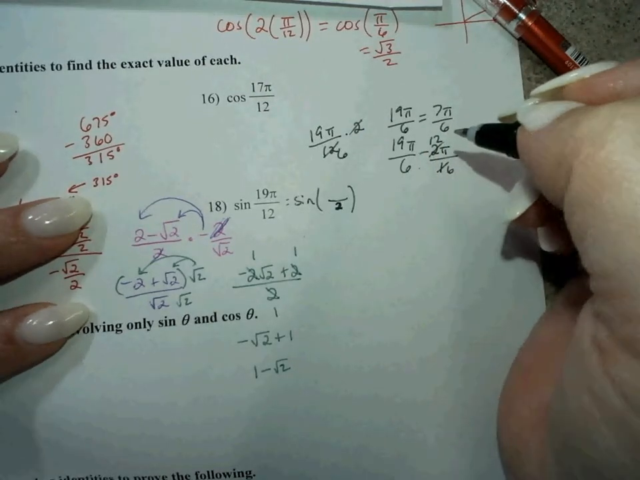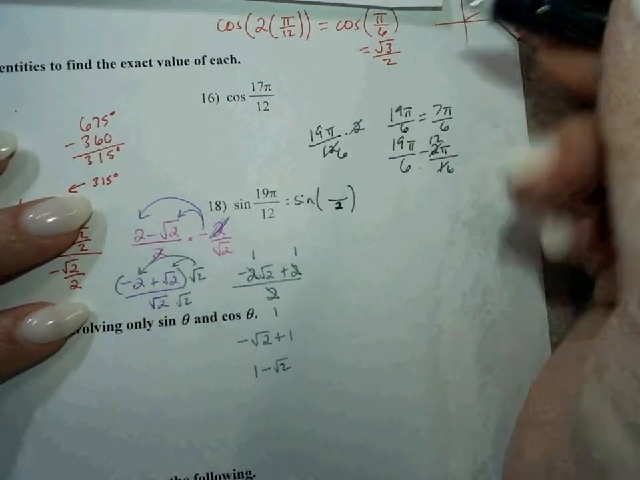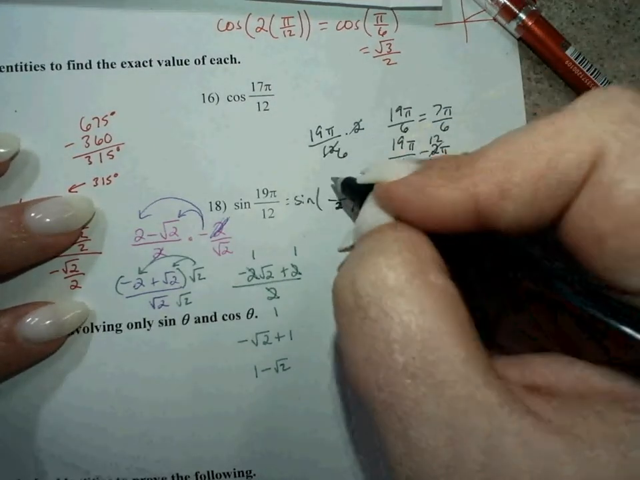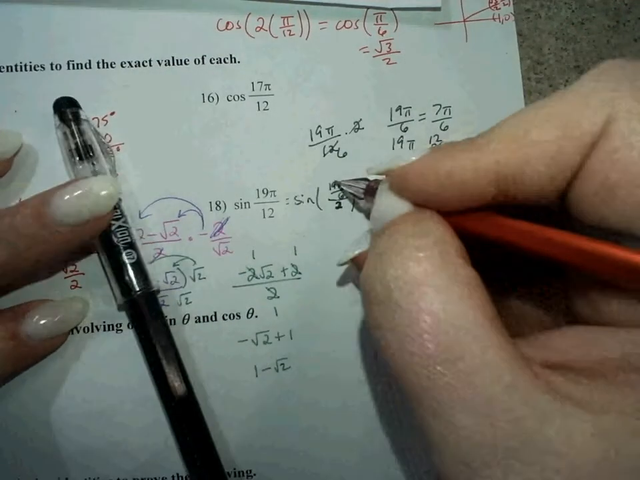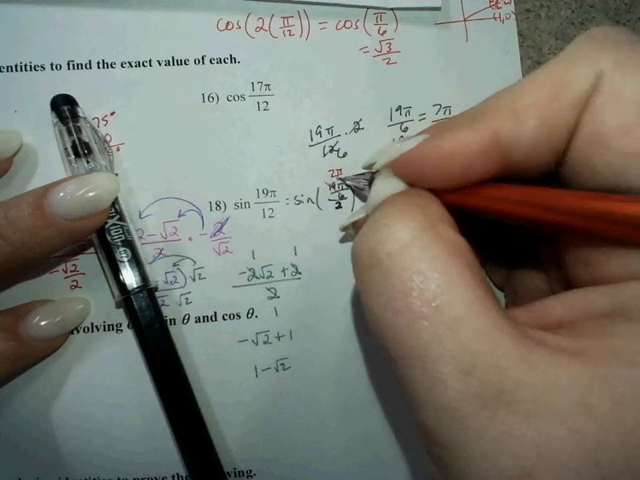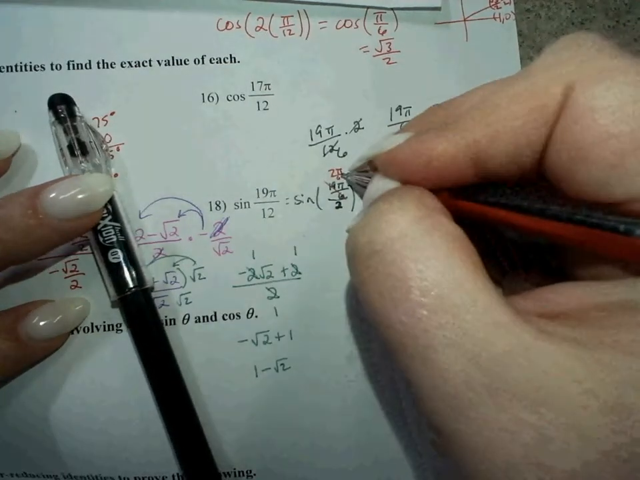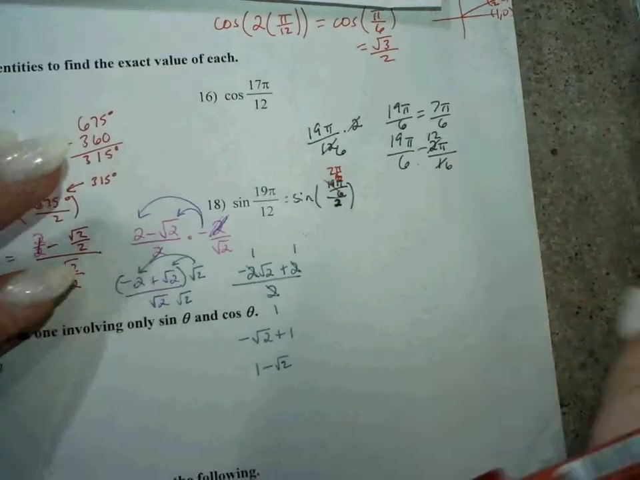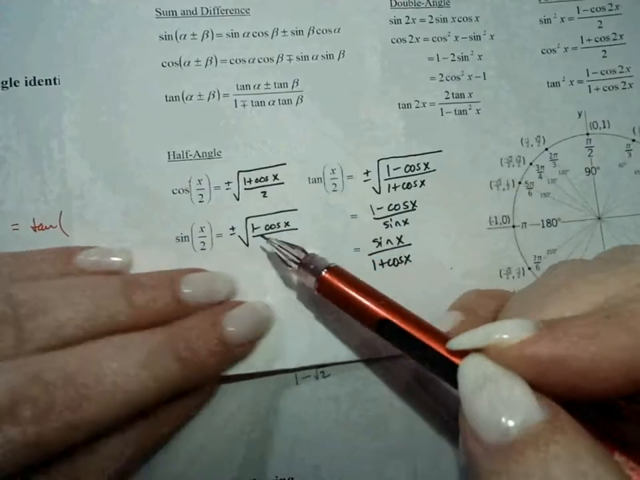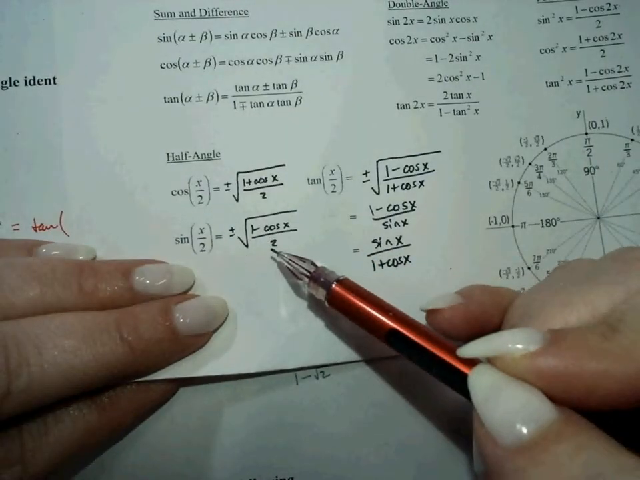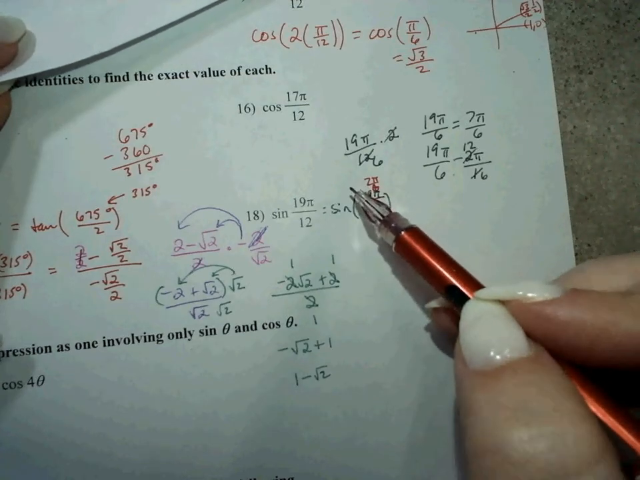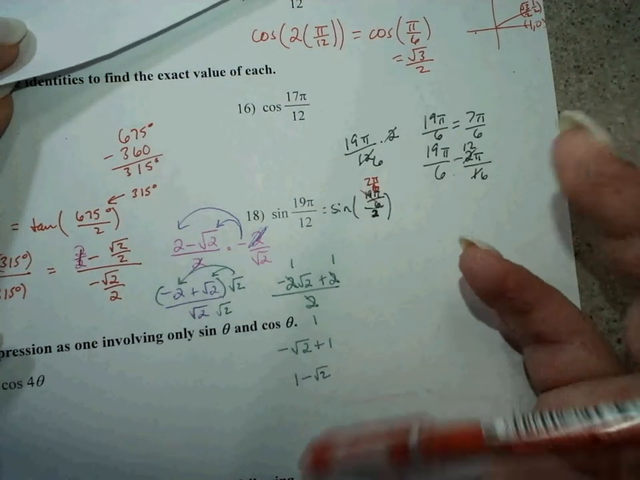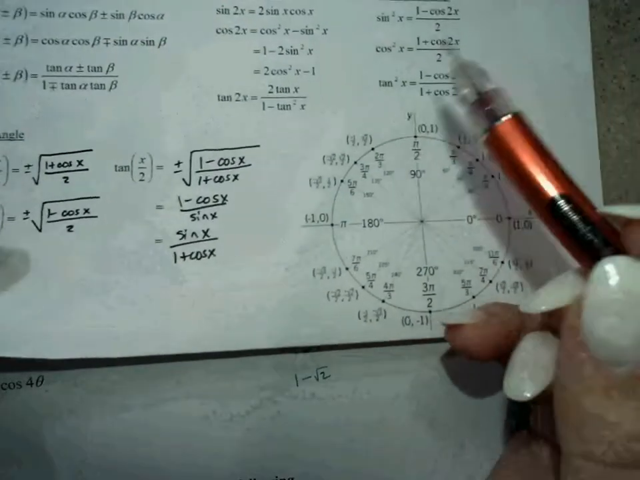19 pi over 6 is in the same spot as 7 pi over 6. So their sines and their cosines and their tangents and everything will be the exact same thing. So multiply the angle by 2, and so technically it would be 19 pi over 6, but 19 pi over 6 might as well just be 7 pi over 6. So that's the angle I'm going to use. Okay, so sine of a half angle is a plus or a minus, so we're going to have to talk about that. And then go from there. That's interesting. I might have to think about that.